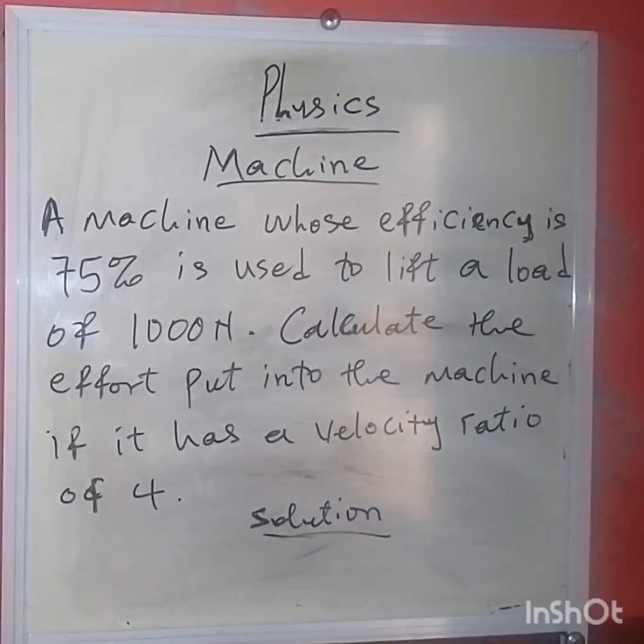Let us look at this question together. This question is under machine. The question says, a machine whose efficiency is 75% is used to lift a load of 1000 Newton. Calculate the effort put into the machine if it has a velocity ratio of 4.